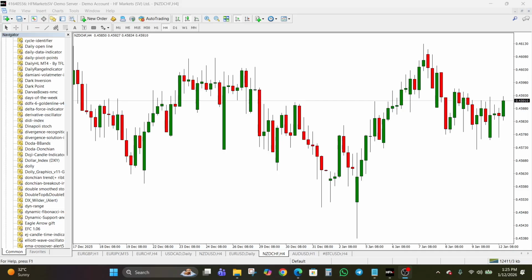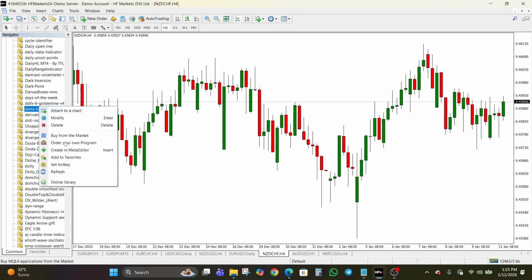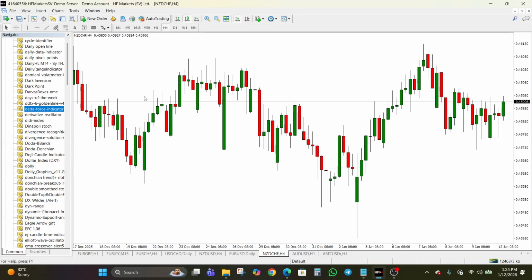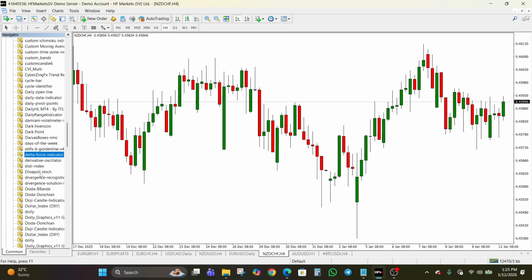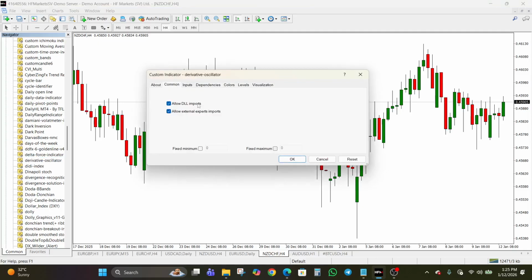If you want the MT5 version of this indicator, you can also find it in the description below. The MT4 and the MT5 versions, you can find the links in the description below. Just download it and go to your indicators folder, add it there, get back to your navigator and refresh. Simple steps. Now, the derivative oscillator indicator is an effective indicator.